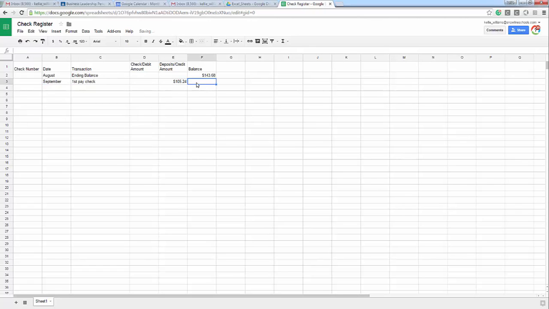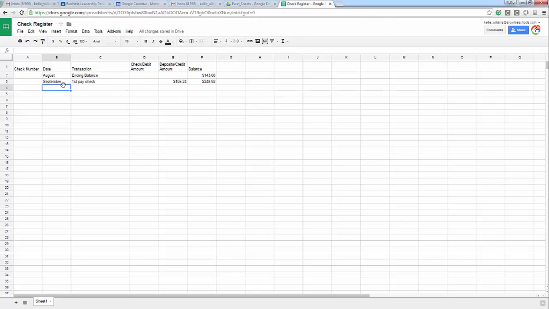So this is where our real formula comes in. We're going to equal our previous balance. We are always going to add deposits first, because the bank is nice, and then we always subtract our debits. Now, they do everything at midnight in a real-world banking situation, but when it comes to personal finance, sometimes it's good to just keep track of it as it happens. So we're just going to hit enter.